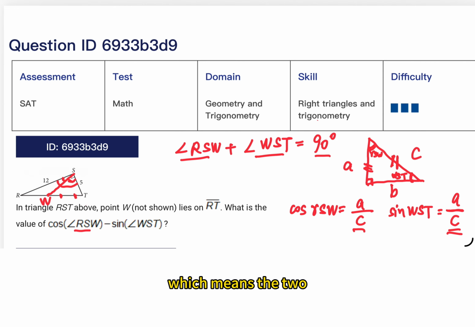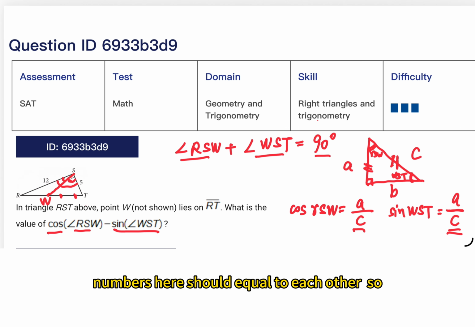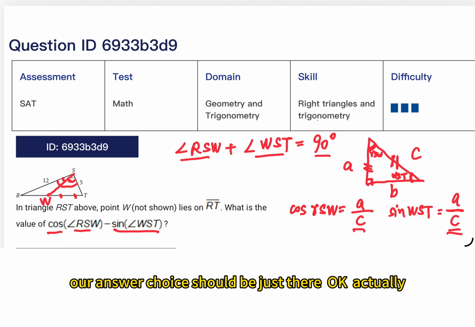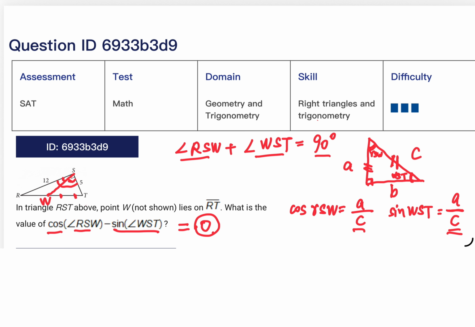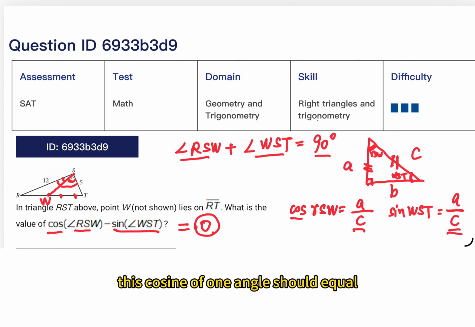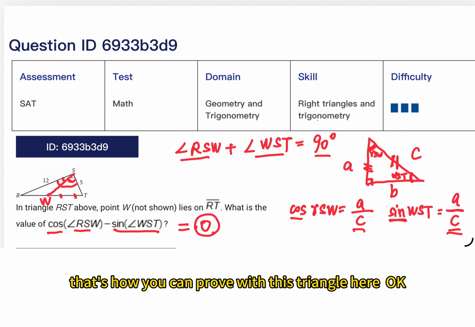Which means the two numbers here should equal each other. So our answer choice should be just there, okay? Actually, this is a property you should always remember. That is, if two angles sum to 90 degrees, then the cosine of one angle should equal the sine of the other angle. That's how you can prove it with this triangle here.